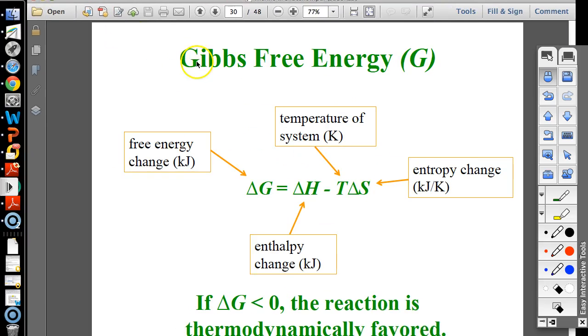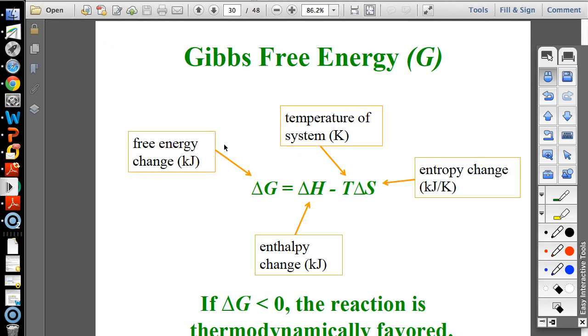So anyway, yesterday we had started talking about the formula, and yes, sometimes it's really obvious to look at the values for enthalpy and entropy and sort of eyeball it and tell if it's going to be spontaneous or not. I just gave you another way to look at that. The bottom line is Gibbs free energy has to be negative in order to be thermodynamically favored.